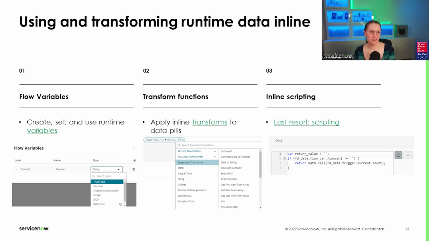All right, what else do we have? We can use and transform runtime data inline. There are different components to this. Things that work really well together are, on the one hand, flow variables, and on the other hand, transform functions. So you can create, set, and use runtime variables. As I mentioned earlier, they're very prominent in the data pane, and then you can set them at runtime and reuse them. And the awesome thing here is that when you set the flow variable, you can apply transforms inline. So you can, I don't know, split a string into an array, or convert dates to string, and all kinds of math operations that we offer here.